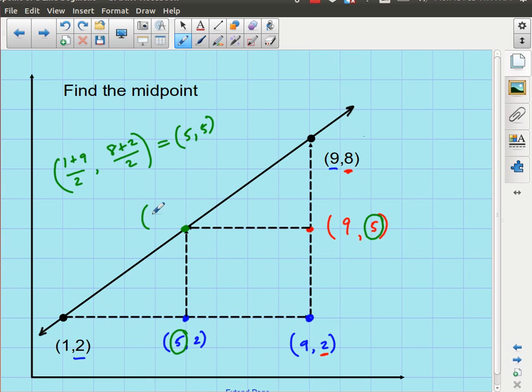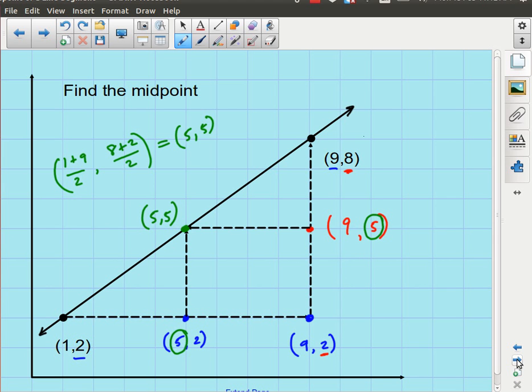And it turns out that this is the point, just visually, we can read across here the x coordinate 1, 2, 3, 4, 5, the y coordinate 1, 2, 3, 4, 5. So it looks like what we've come up with, the idea of adding and dividing by 2, is going to apply regardless of where these points are.